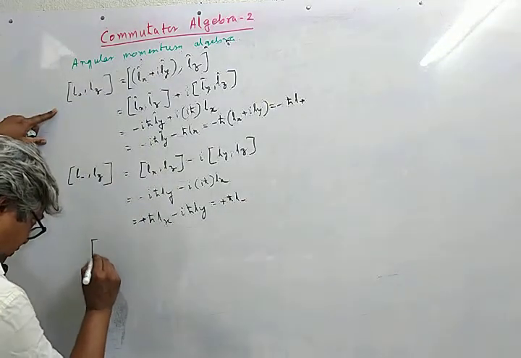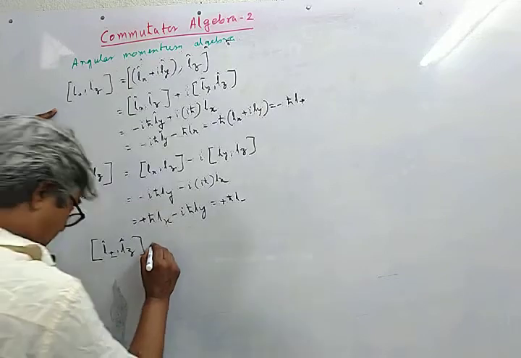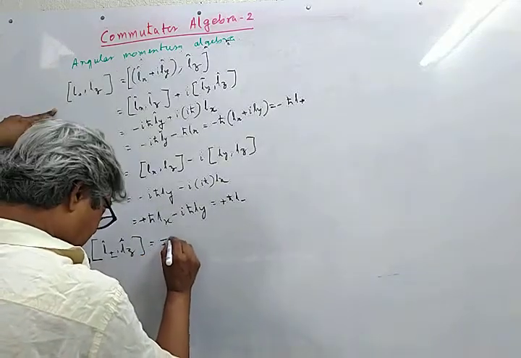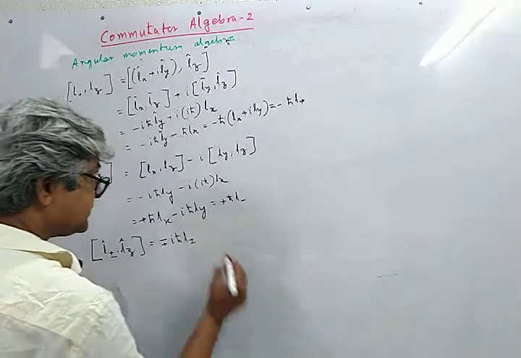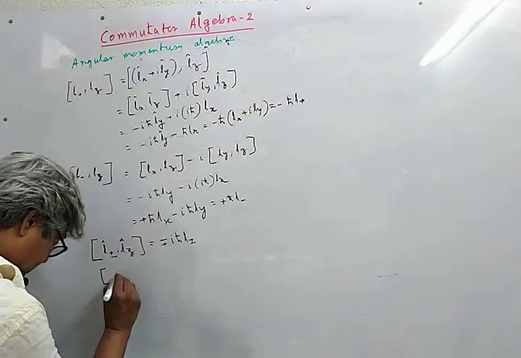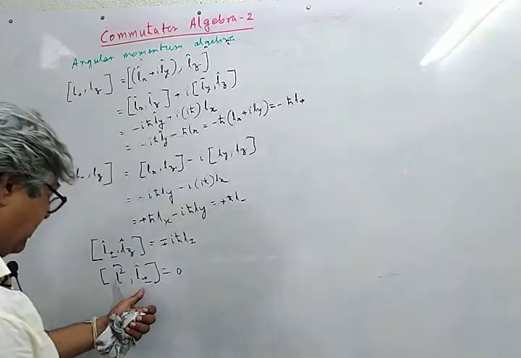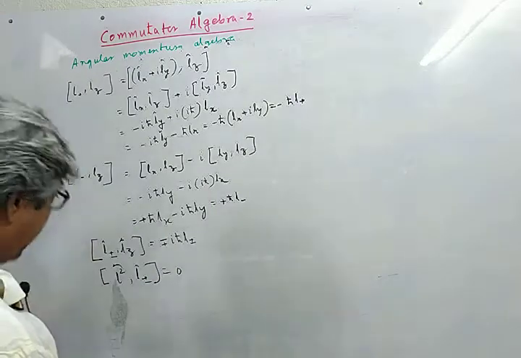So we can put these two together: the commutator of L plus-minus with Lz is equal to minus-plus h cross L plus-minus. L square is found to commute with itself, and L plus and L minus are found to commute with L square. So we write the commutator of L square with L plus-minus is equal to 0, because these are only the Cartesian components of L.